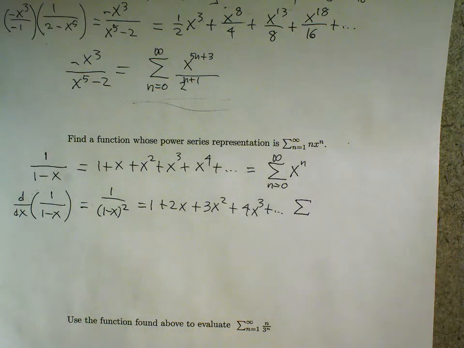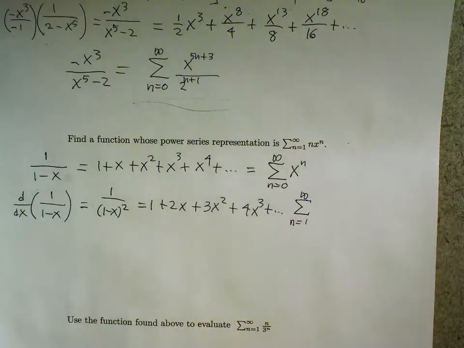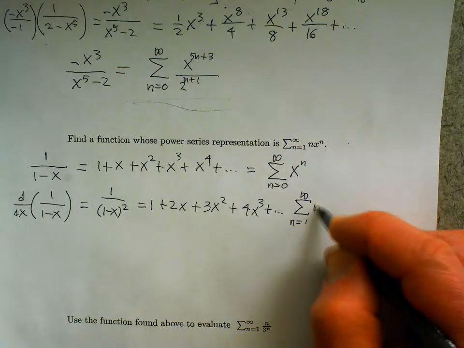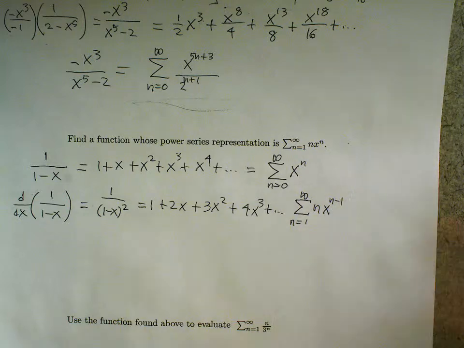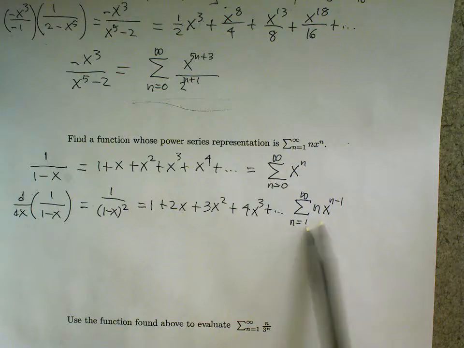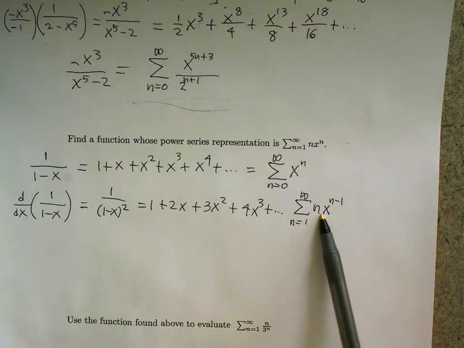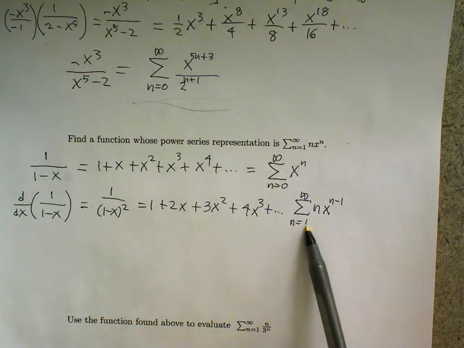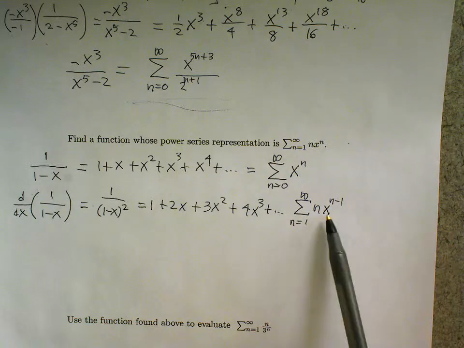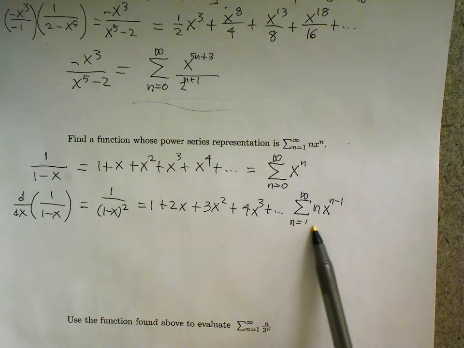And this time, let's start at n equals 1 and go to infinity. And then we have n times x to the n minus 1. Let's check a couple of the terms to see if this is the right formula. When n is 1, we have 1 times x to the 0. X to the 0 is 1. So 1 times 1 is 1. When n is 2, we have 2 times x to the 2 minus 1, or 2 times x. And so, yeah, it looks like this is the right formula.